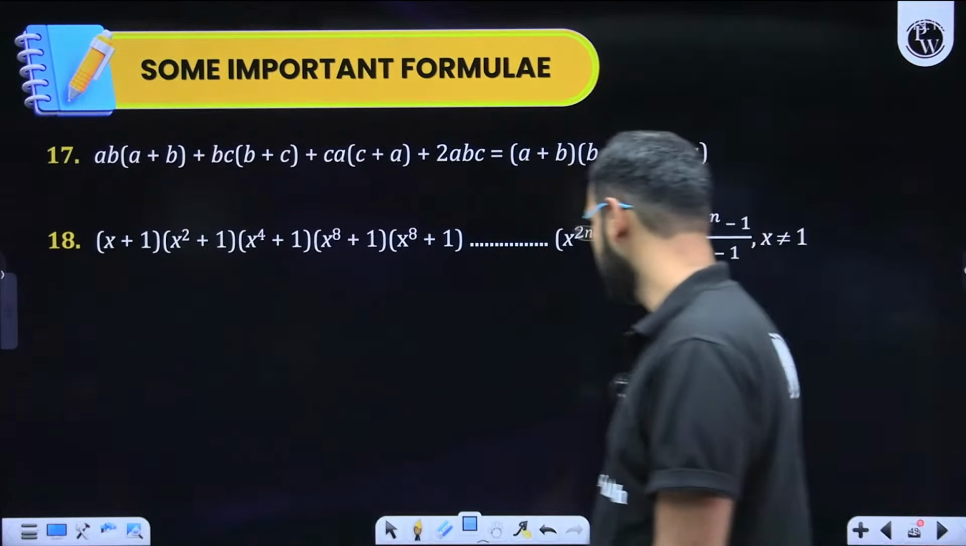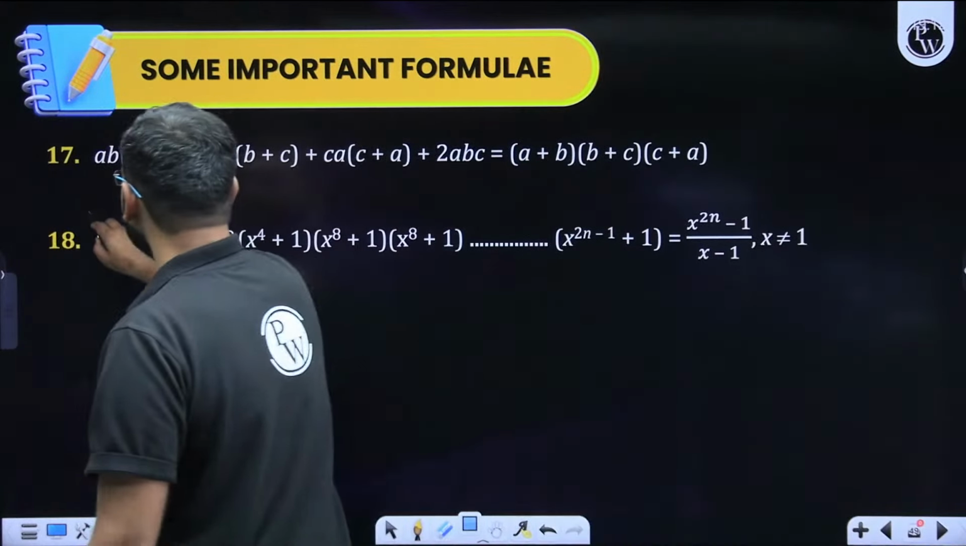Something again very crucial is this one. Can somebody help me with the explanation of this? How do you prove this? I hope some of you must have realized that, sir, here it is nothing but what? If you multiply and divide it by x minus 1.